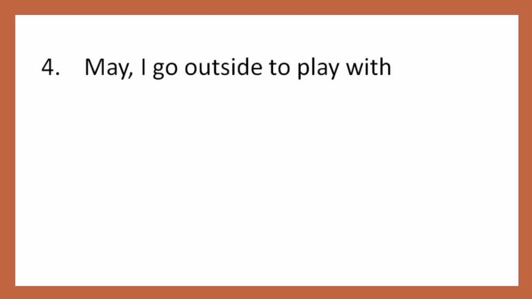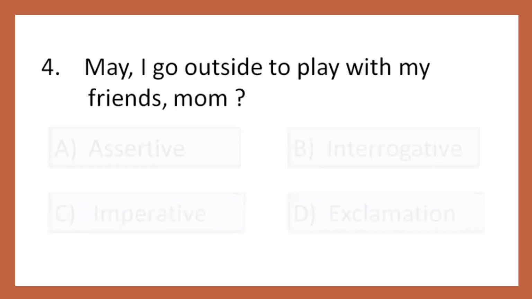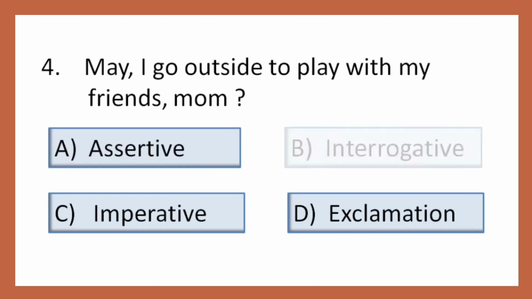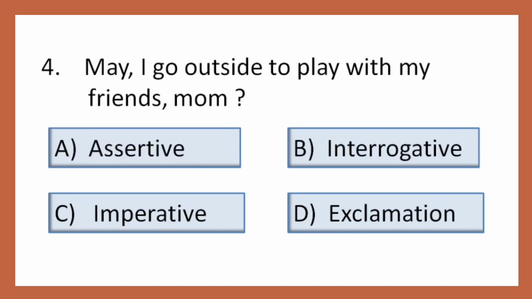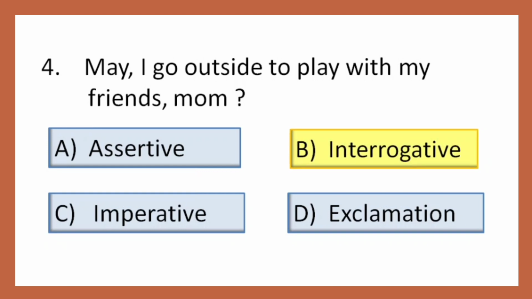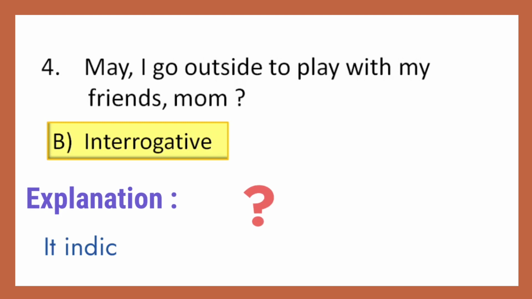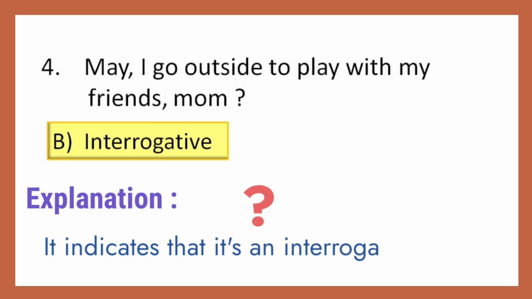Question 4. May I go outside to play with my friend's mom? Option A, assertive. Option B, interrogative. Option C, imperative. Option D, exclamation. And the answer is option B, interrogative. Explanation. The question mark clearly indicates that it's an interrogative.